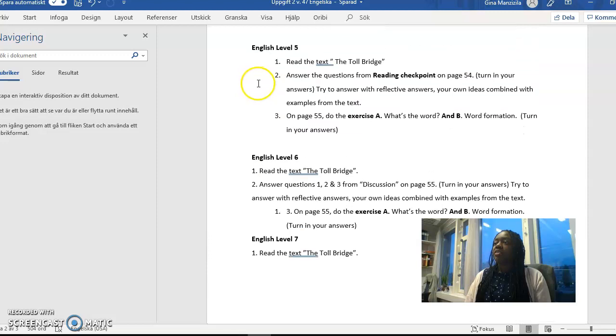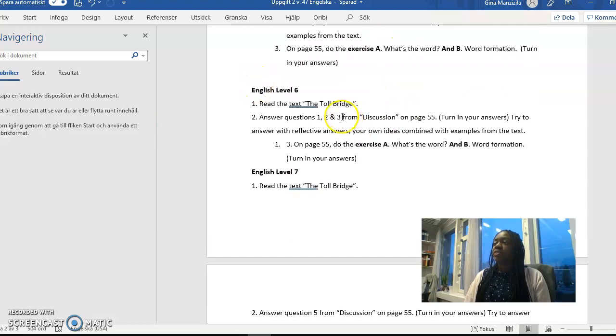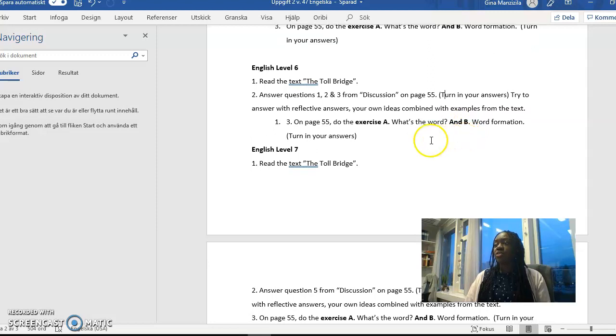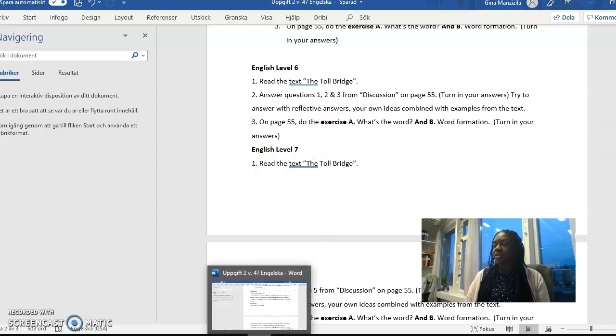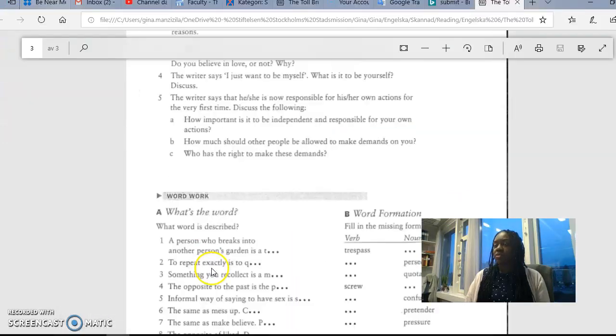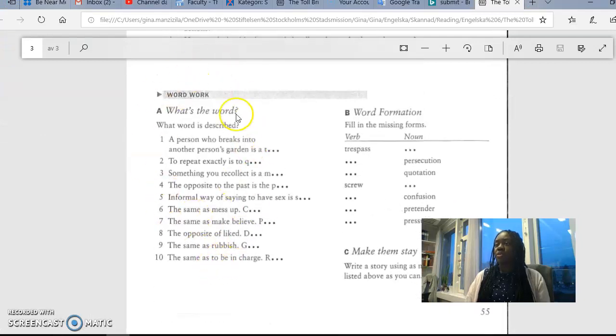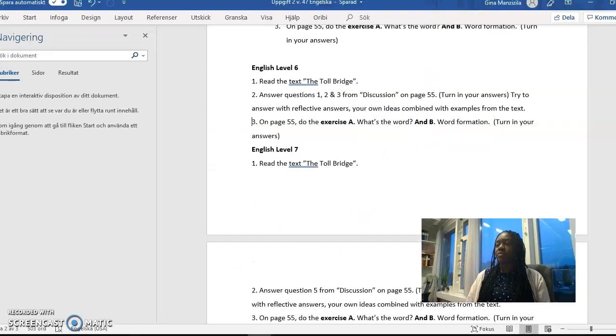So basically you're answering questions 1, 2, and 3 from page 55. Once you're done doing that, you continue on, and you also do exercise A and B on the same page. So you also do this one, the word work, A and B. So that's for English level 6.